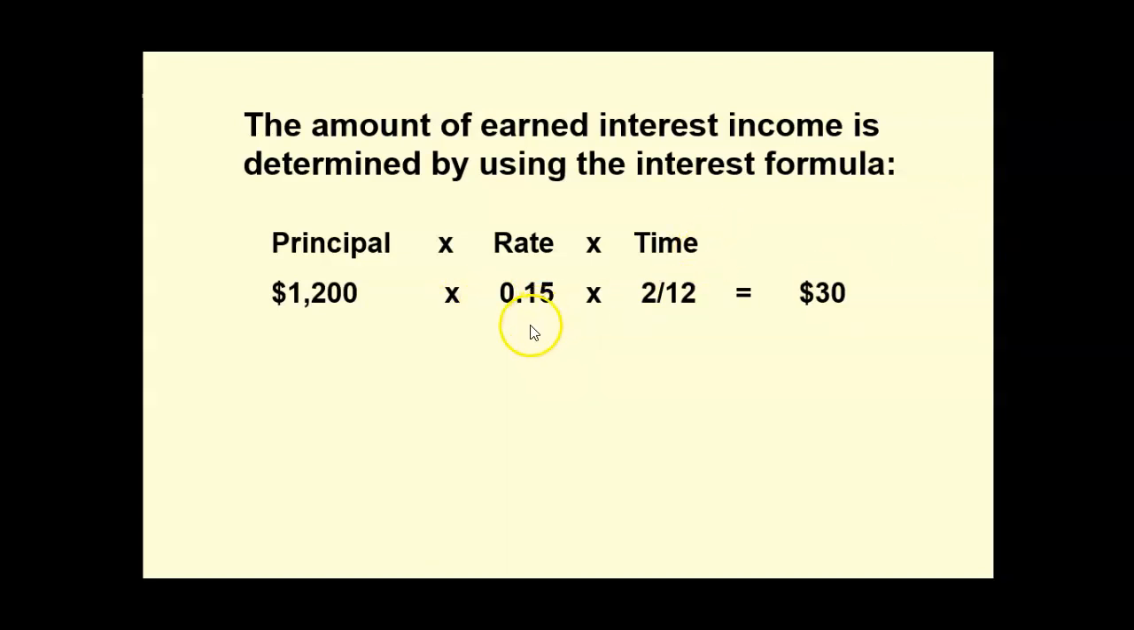The 15% is the annual interest rate, or the rate for an entire year. So we take that times 2/12 times the principal amount to get the amount of accrued interest on this note. So the amount of interest we've earned by the end of the year would equal $30.